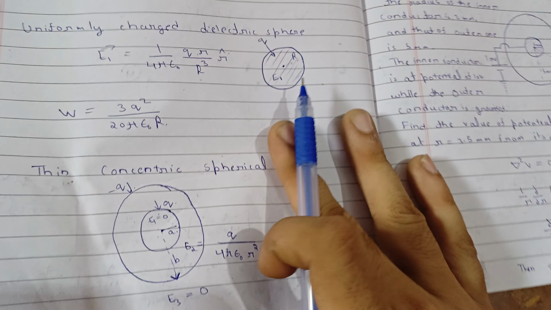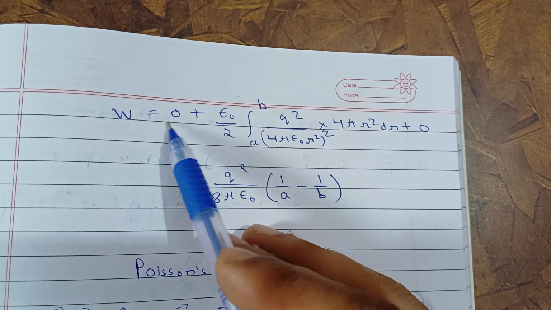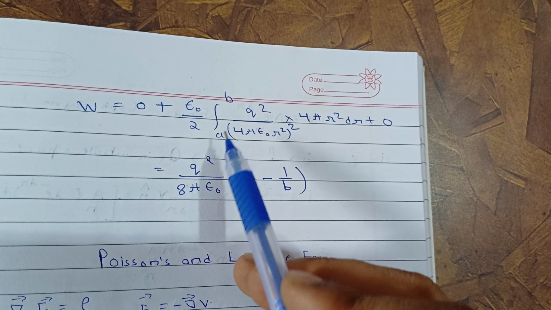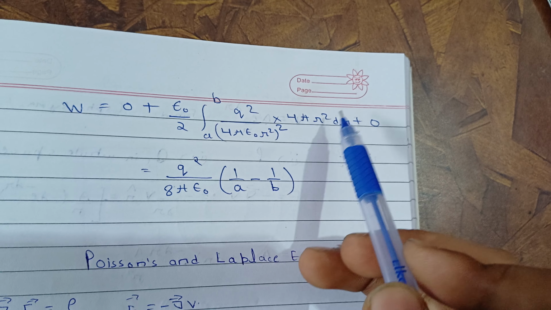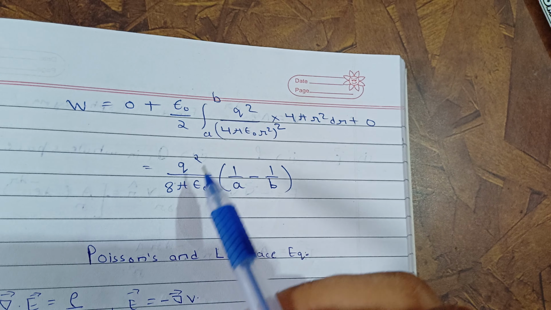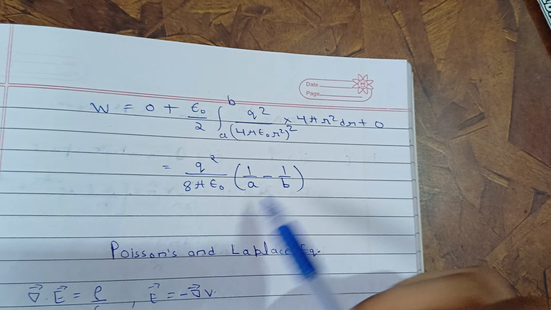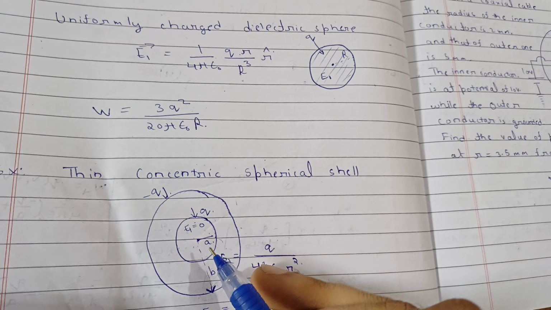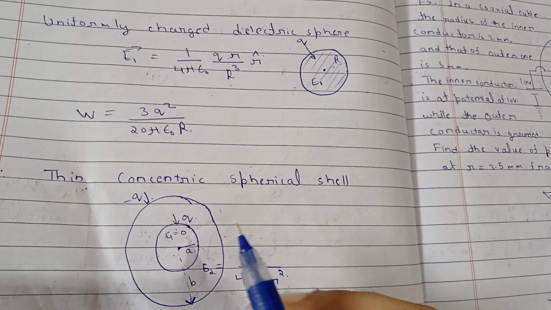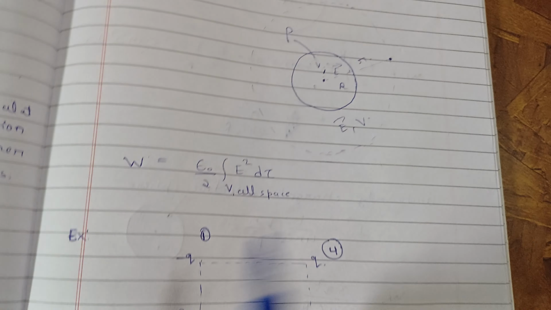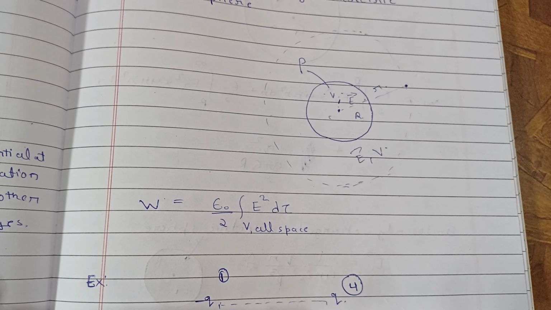So use this and take this limit, meaning E1 will be 0, E3 will be 0, E2 will be this, and this is your volume element 4 pi r square dr. You need to integrate from a to b, and this will be your electrostatic energy for these concentric spherical shells. So that's how you can use this formula, and you will get your electrostatic energy very easily.